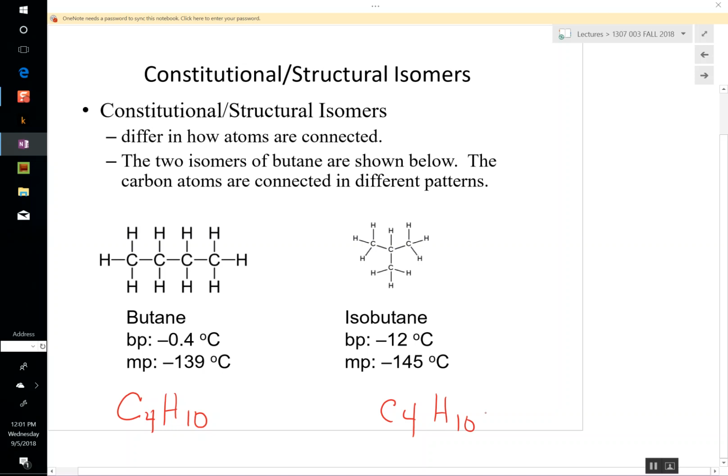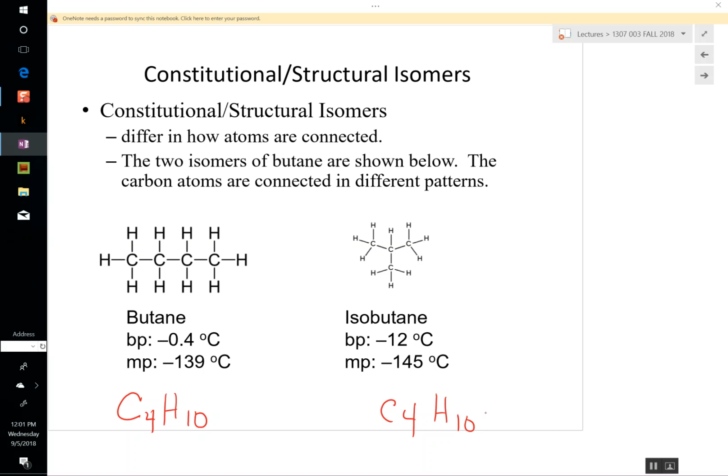All right? Here's butane right here. And if I take this hydrogen off of there and take this methyl off of there and put it there and put this hydrogen right there, I haven't taken anything away from butane, but I have changed its structure.